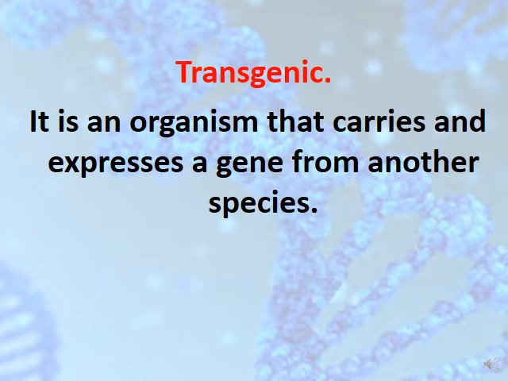What is the meaning of transgenic? Transgenic is an organism that carries and expresses a gene from another species. Let's say we said that transgenesis is the process where a gene is transferred from one species to another and expressed in the other species. So let's say we transfer a gene from human to mice. The mice carry the gene from human, so they are called transgenic mice. Why? Because they carry a gene that is from a different species. Okay?